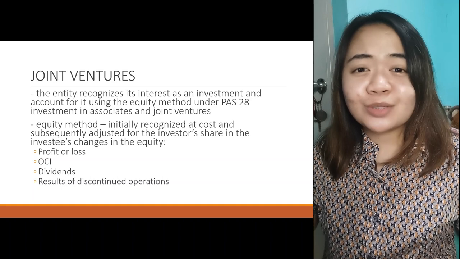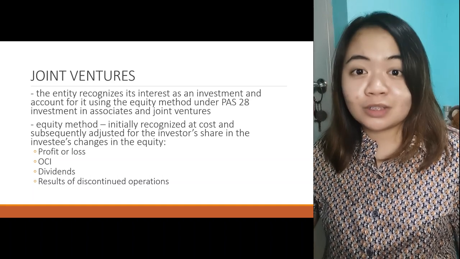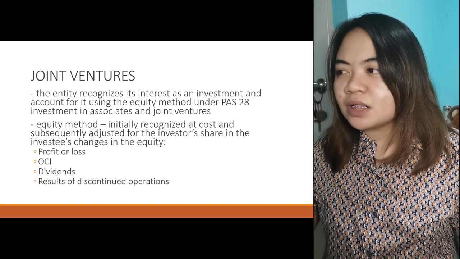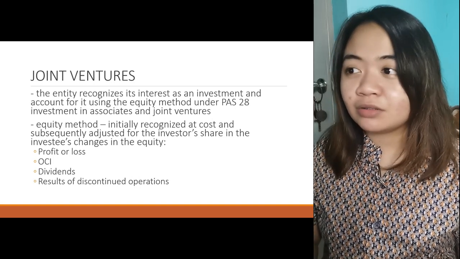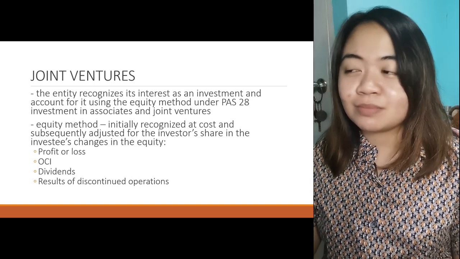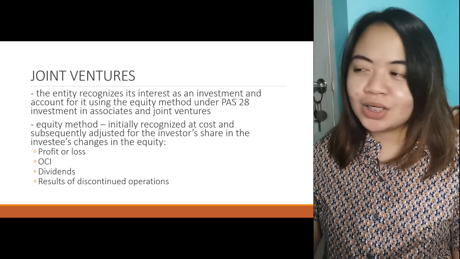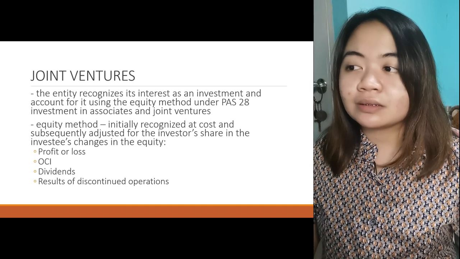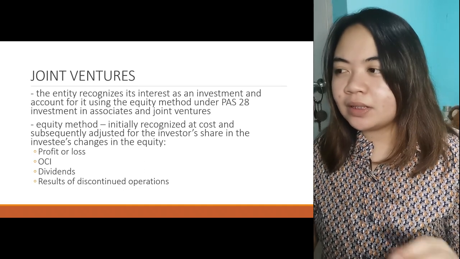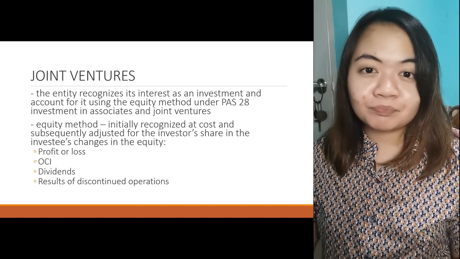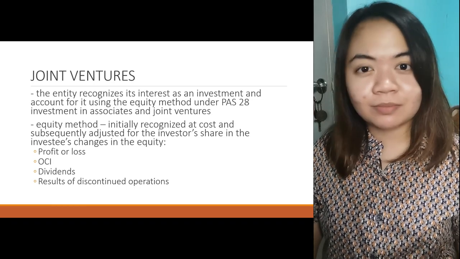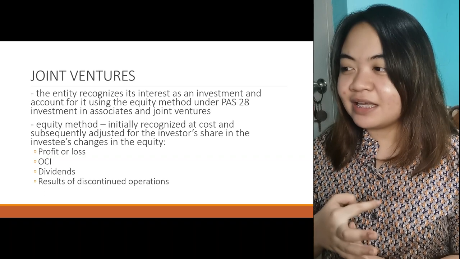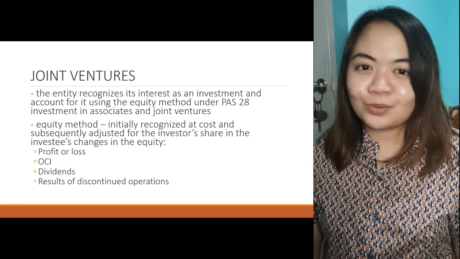So, this is medyo familiar sa inyo because you have handled equity method before. So, the entity recognizes its interest as an investment and account for it using the equity method under PAS 28, Investment in Associates and Joint Ventures. Okay, the equity method, again, it is initially recognized at cost and subsequently adjusted for the investor share in changes in equity. Saan siya may share? Sa profit or loss, sa OCI, sa dividends, and then the results of continued operation.